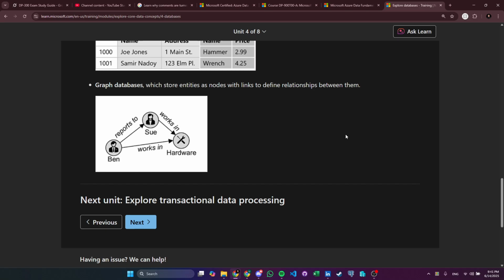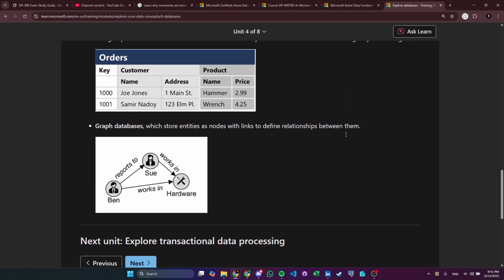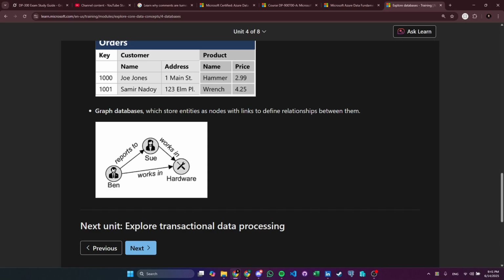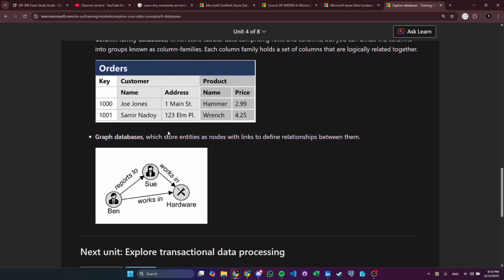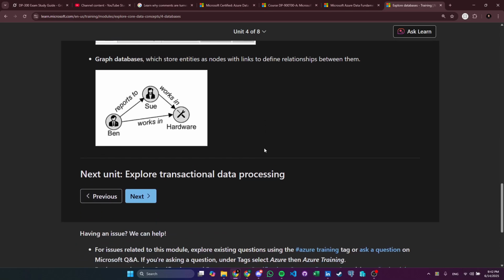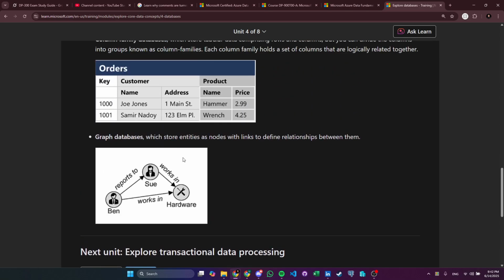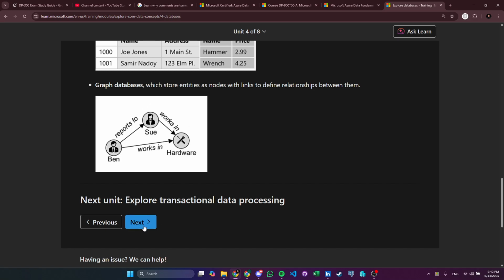Graph databases store entities as nodes with links to define relationships between them. So basically, I have a node called Ben. Ben reports to Sue and works in the hardware section. Ben is the node and not data. It's not structured properly as if it's in a database. It's a node that contains some data that defines the relationship between other nodes. It's basically a collection of nodes that has relationships between each other.